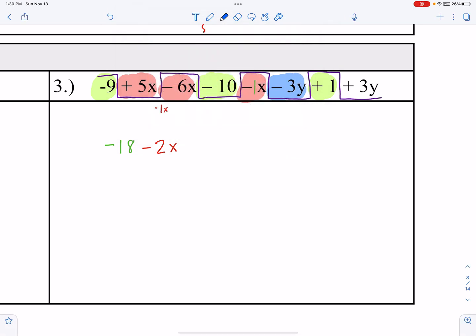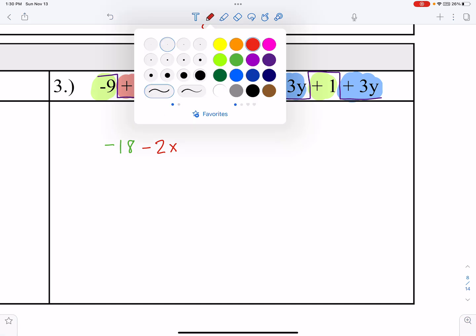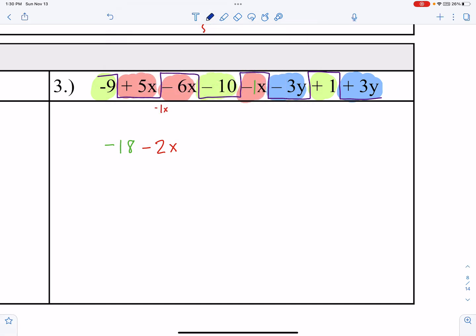It looks like we have a y club. So I'm looking at my other y, which is a positive 3y. I'm going to go ahead and combine the like terms, a negative 3y and a positive 3y. We end up with adding a 0y, which we know that anything times 0 is 0, so that doesn't really exist. I can go ahead and just get rid of that. And we end up with negative 18 minus 2x.